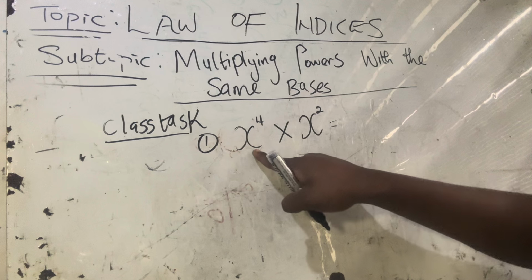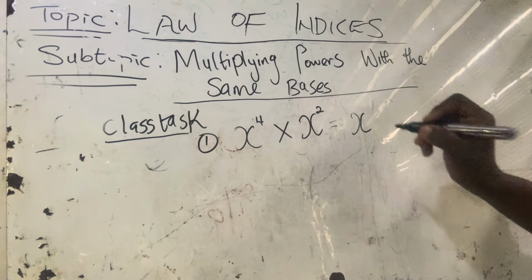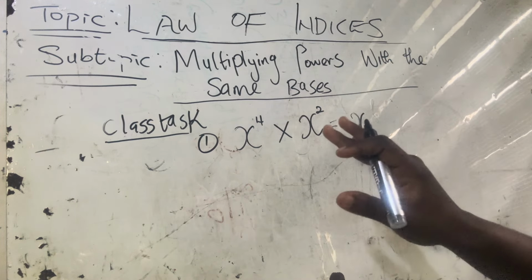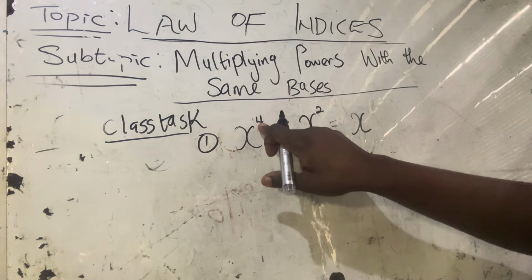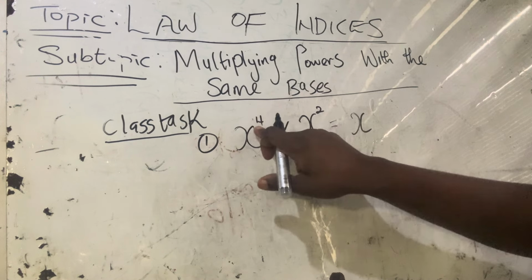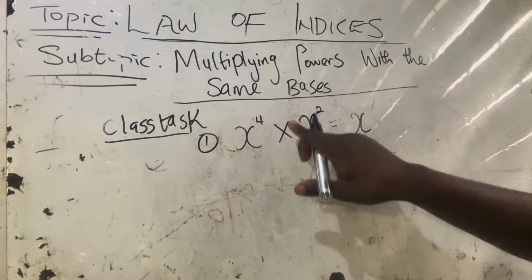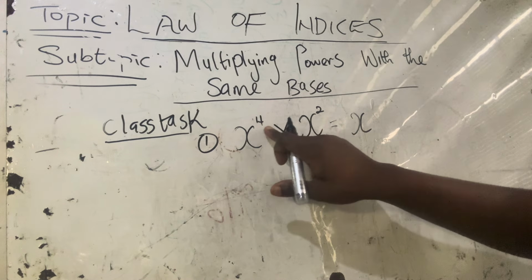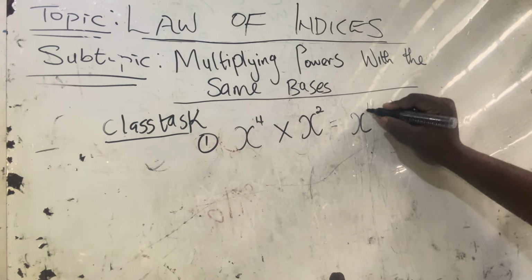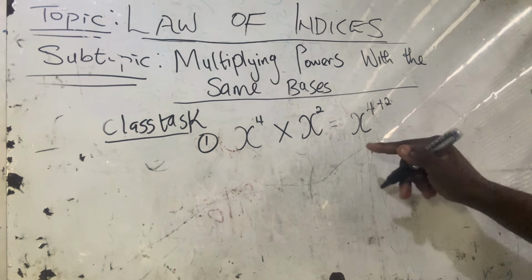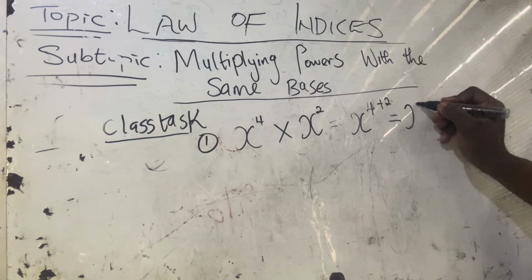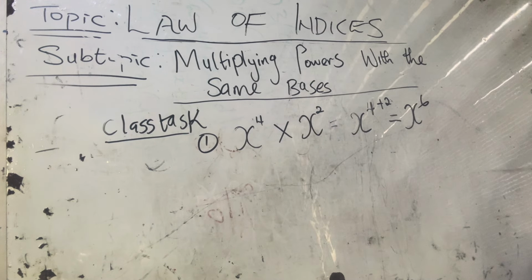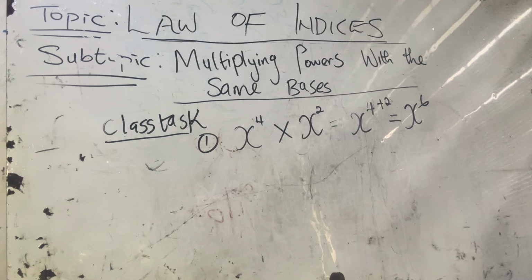Now, the base here is what? X. We are going to be using the short method. The base here is X. Don't forget, you are going to add the powers together because we have a multiplication sign. Under law of indices, multiplication means addition. So we're going to be adding the powers together by saying 4 plus 2. X raised to power 4 plus 2, which is equals to what? X raised to power 6. Is that correct? Good job.